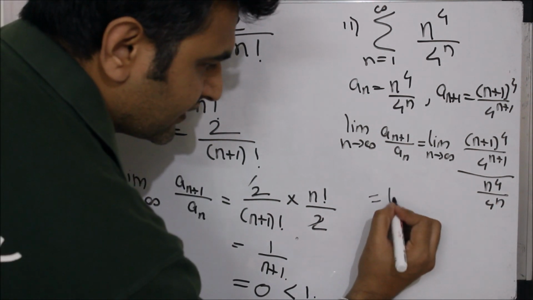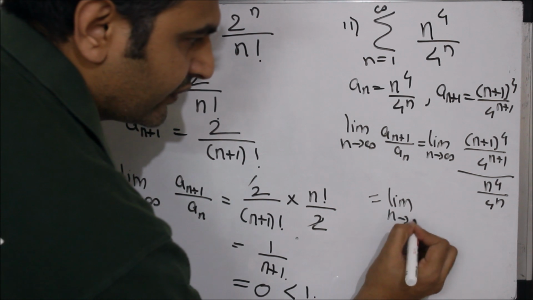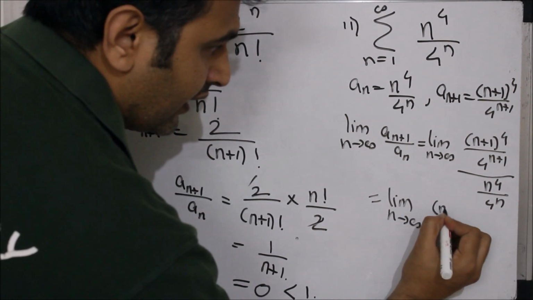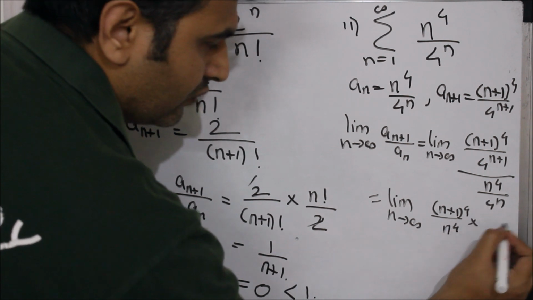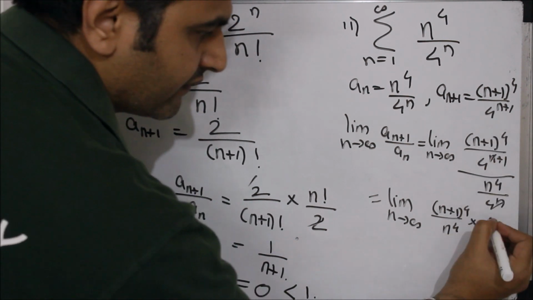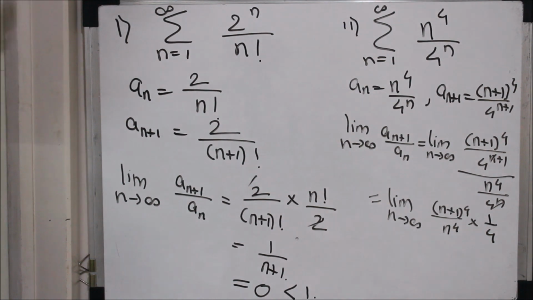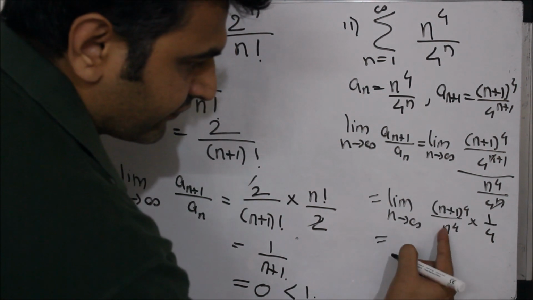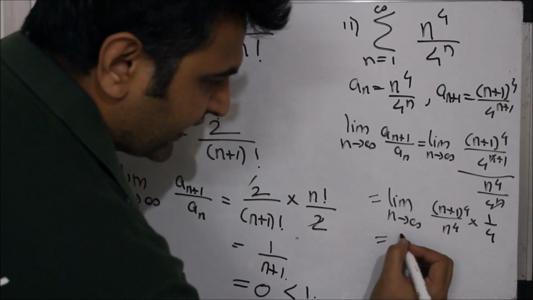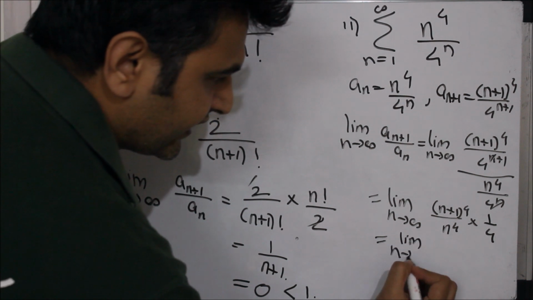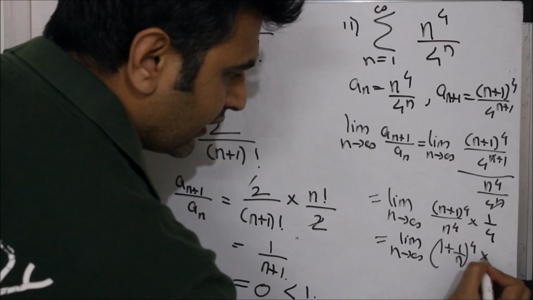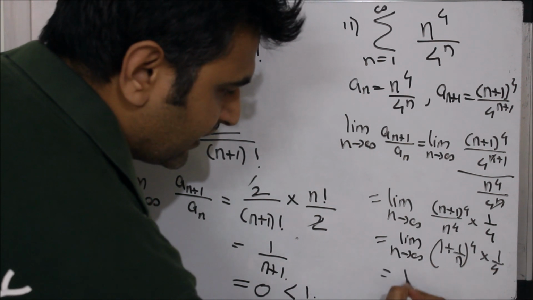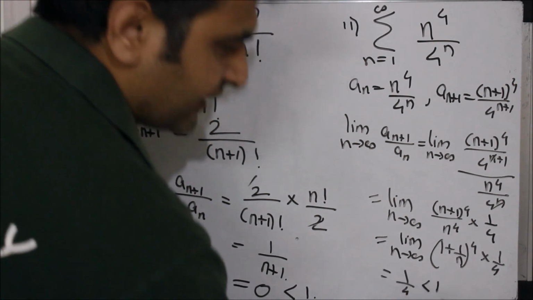And if you try to solve this, this is nothing but limit n going to infinity, n plus 1 raised to 4 upon n raised to 4 into 4 raised to n goes away, what is left is 1 by 4. And as n goes to infinity, this is nothing but if you take n inside, limit n going to infinity, 1 plus 1 by n raised to 4 into 1 by 4, and this is nothing but 1 by 4, which is less than 1.